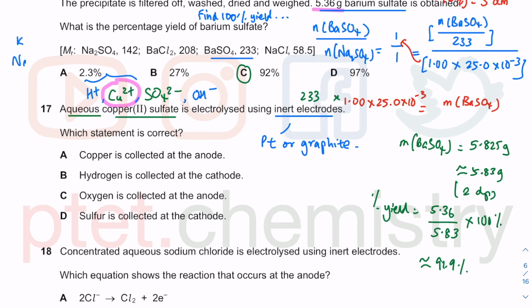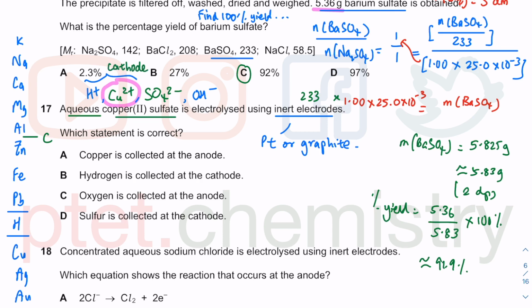It started with potassium, sodium, calcium, magnesium, and then aluminium. And then the zinc, iron, and lead. And then beyond that, you have hydrogen. And directly below hydrogen, you have copper, silver, and gold. We also know that carbon lies somewhere in between aluminium and zinc. Having said that, copper is below hydrogen in the reactivity series. You're going to prefer to discharge copper at the cathode.